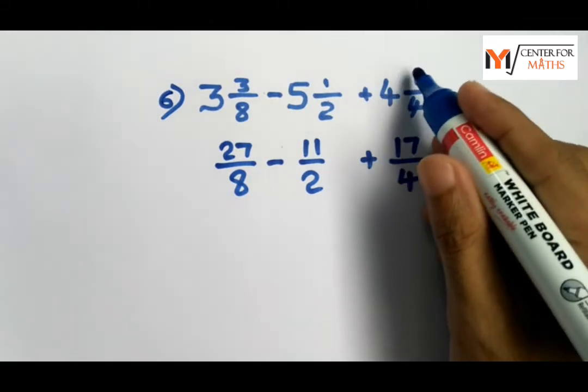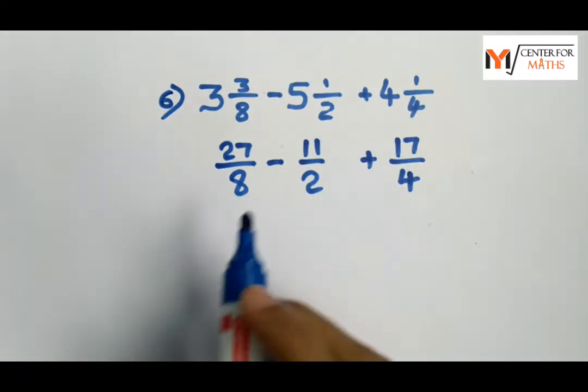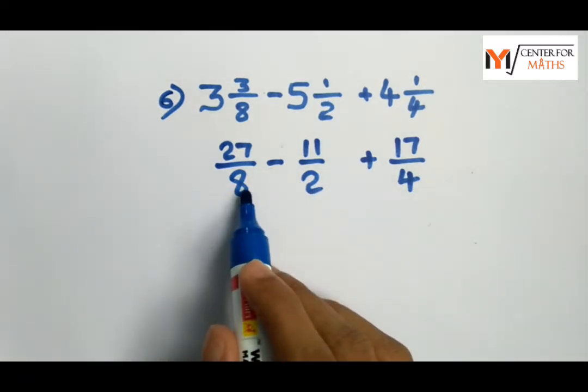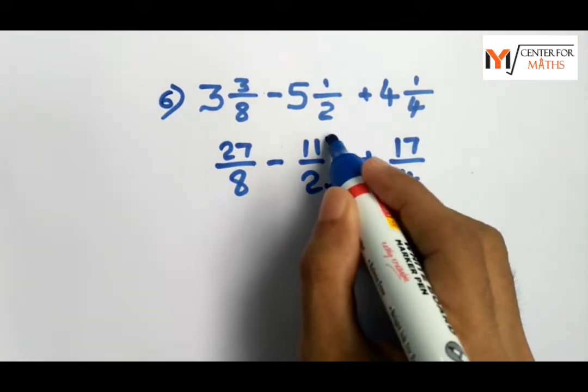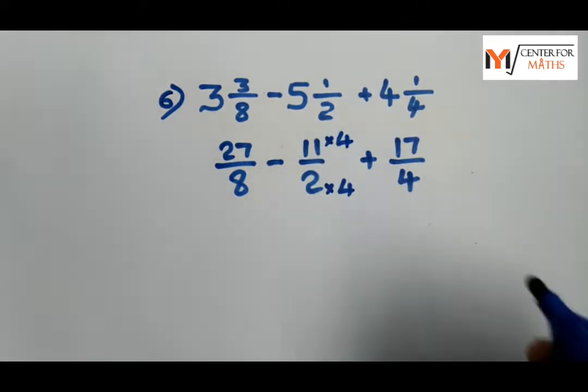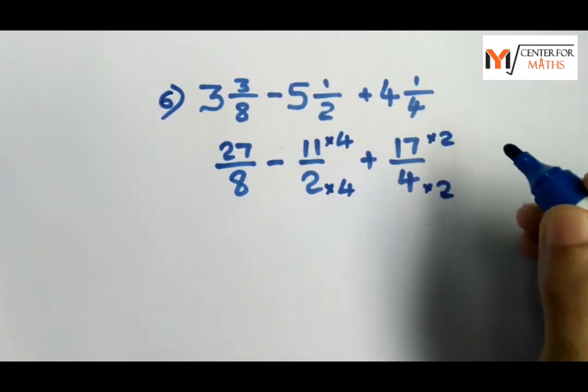That means we have to multiply and add. Fine. So what is the LCM of 8 and 4? You can see we can take this 2 to 8. For that we should multiply this by 4. If you multiply the numerator by a number, again the denominator also should multiply by the same number. 4 2s are 8. So 17 also should multiply by 2.